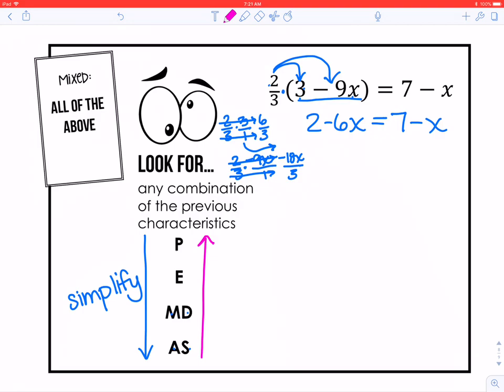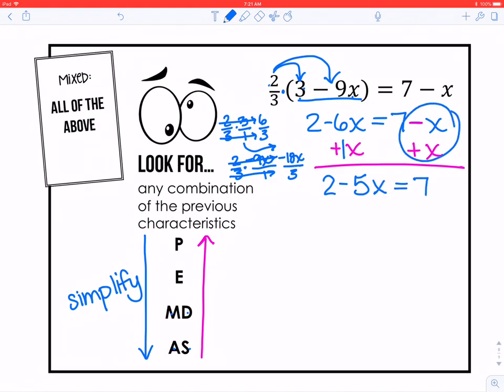We have a negative x on this right side. If you want your variables on the left, undo that subtraction. So we would add x, and then update your scale. This would be 2. Negative 6 plus 1 would be a negative 5x equals 7 plus 0.